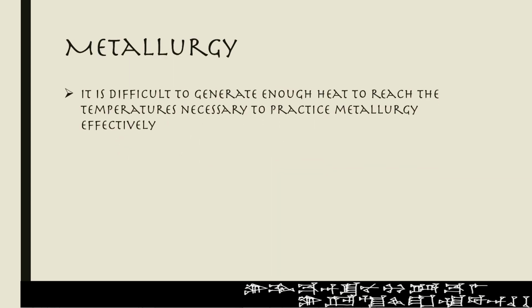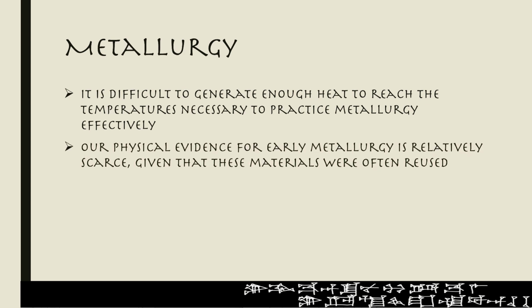Oppenheim discusses metallurgy and notes that it is difficult to generate enough heat in Mesopotamia during this period to reach the temperatures necessary to practice metallurgy effectively. In addition, when trying to gather evidence for metallurgical practices in the region, it's difficult given that our sources or physical evidence is relatively scarce, given that these materials were often reused by those that came after.